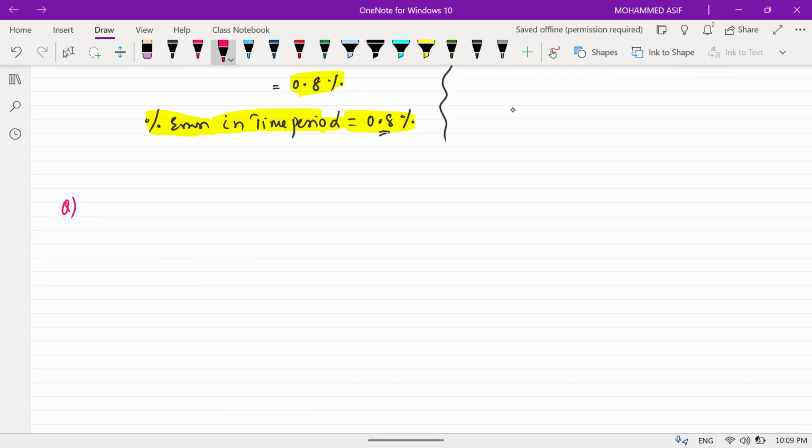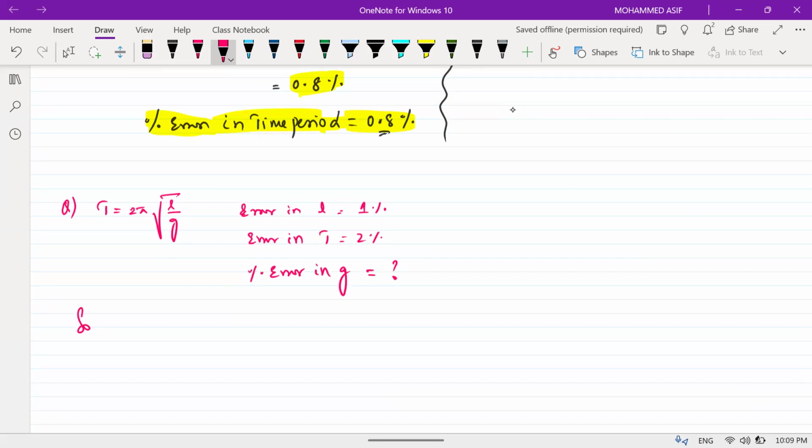Let me roughly give a question, try it once. We know the formula for time period: T is equal to 2 pi under root of L divided by g. Percentage error in length is 1%. Let's assume the error in time period T is 2%. Now tell me what is the error in g? Percentage error in g is equal to how much? Come on, tell me, direct question. The time period formula is T equals 2 pi under root of L divided by g. Did anyone get it?